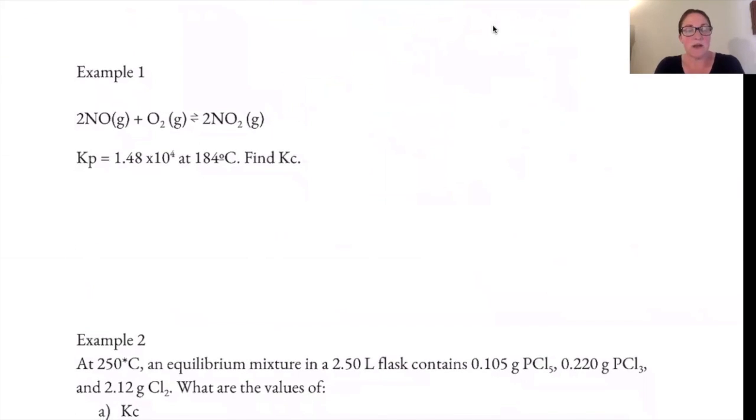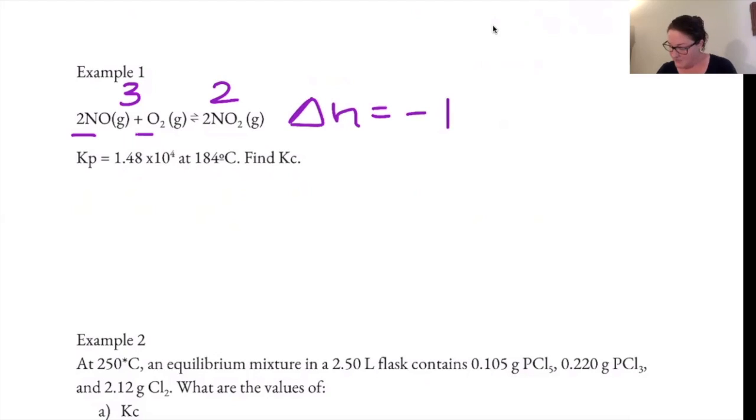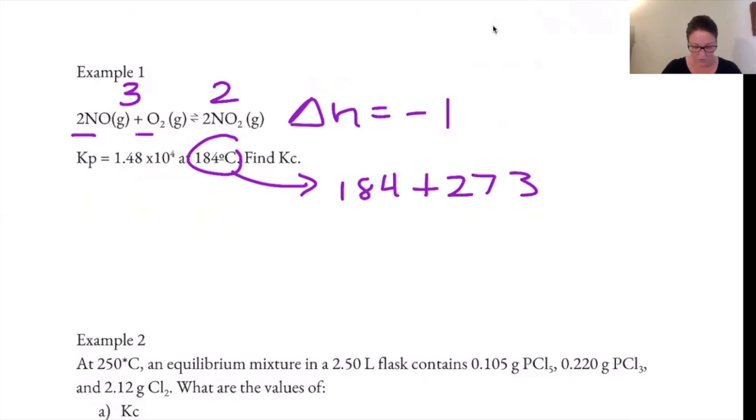This reaction, 2NO plus O2 goes to 2NO2. We have Kp, which is 1.48 times 10 to the 4th. We have a temperature, and we want to find Kc. So first I'm going to take a look at delta N. 3 moles of gas on the left, because 2 plus 1. 2 moles of gas on the right. Delta N is -1. My temperature is in Celsius. I need to convert it to Kelvin. So 184 plus 273 gives me 457 Kelvin.